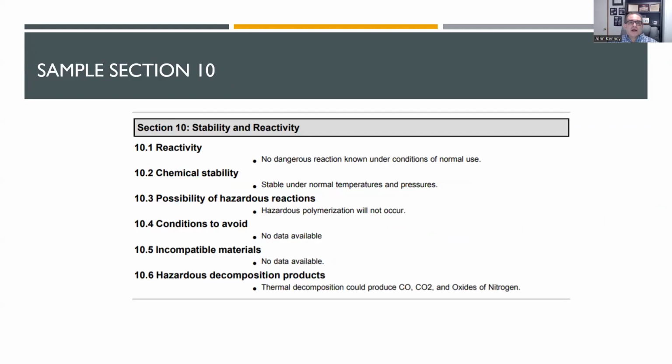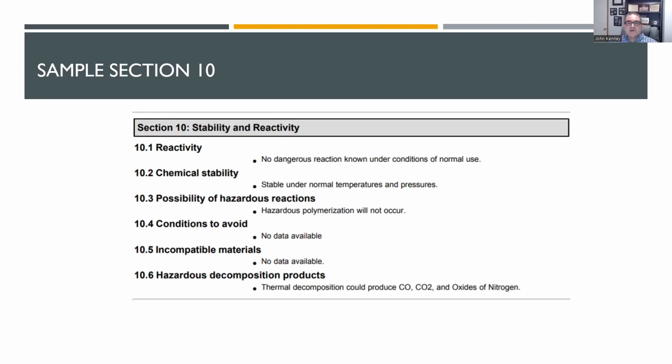Section 10 sample: reactivity, no dangerous reaction known under conditions of normal use. Chemical stability, stable under normal temperatures and pressures. So if it was unstable, a chemical or product that was only stable up to a certain temperature or pressure, it would be noted here.